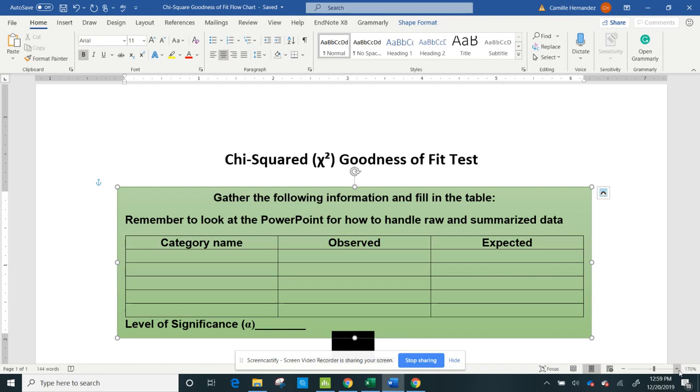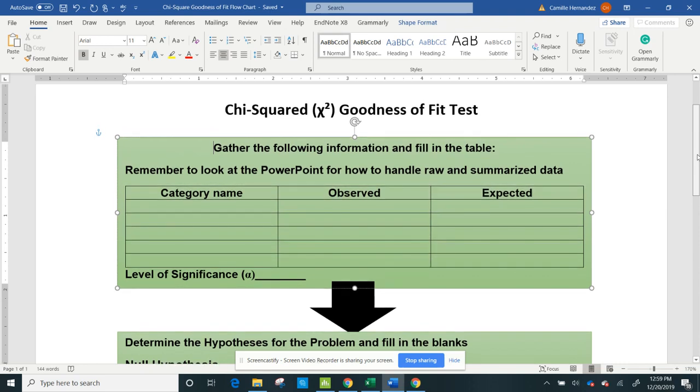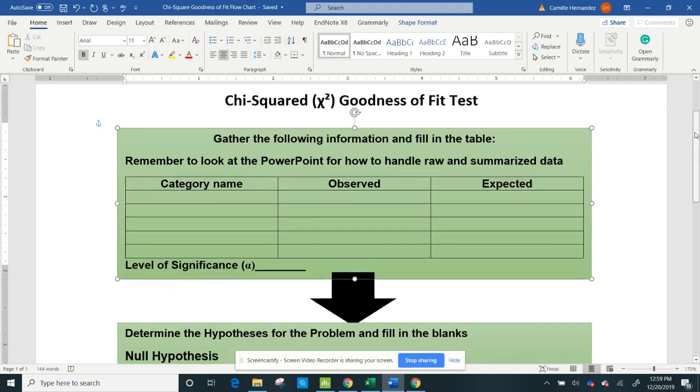But when you get your information, say you get summarized data, you can fill in the category name, observed, and you'll have to figure out the expected. But remember, Minitab does that for you. So again, go back to that PowerPoint and it shows you how to do it. And if you have raw data, you can come back after the fact after you run everything and fill this table in. Remember, you need to know your level of significance.